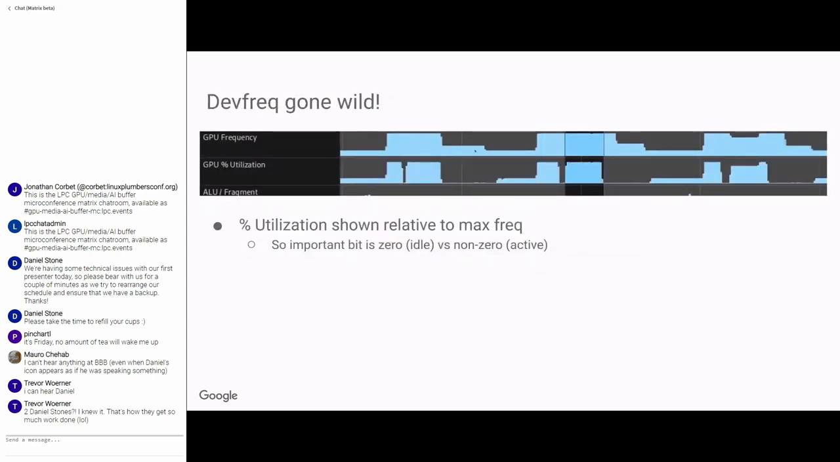And this is a semi-related case. In this case, there's actually a game that's limiting itself for other reasons to 30 FPS. But in the bottom bar, you can see the GPU utilization, which is shown relative to the maximum frequency, so you're basically just looking at zero versus non-zero. And you can see the frequency is jumping around wildly. When the frequency is high enough, we're rendering a frame in 16 milliseconds, but a lot of the time, because of the stalling, the frequency ramps down and we take two or three times as long. So the frame timing is alternating between 16 milliseconds and 48 milliseconds, which is jittery.